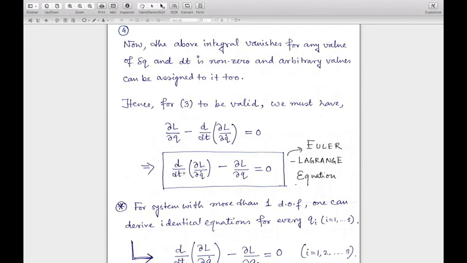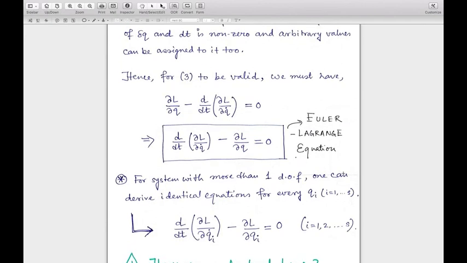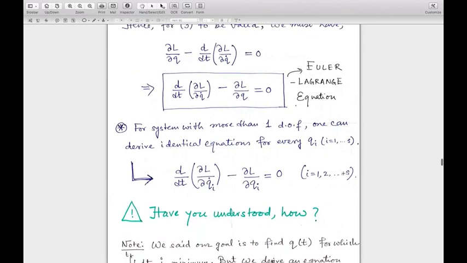This is simply d/dt of ∂L/∂q̇ minus ∂L/∂q is equal to 0, and that's exactly your Euler-Lagrange equation, which is the governing equation of the Lagrangian formulation of classical mechanics. Okay. Now if the system has more than 1 degree of freedom, we can derive an identical equation for every q_i.